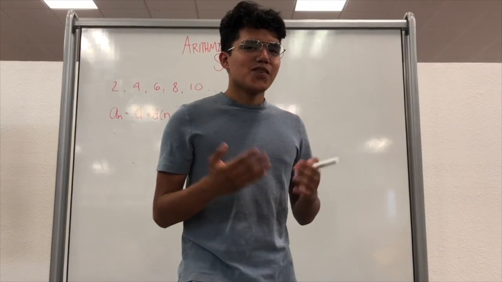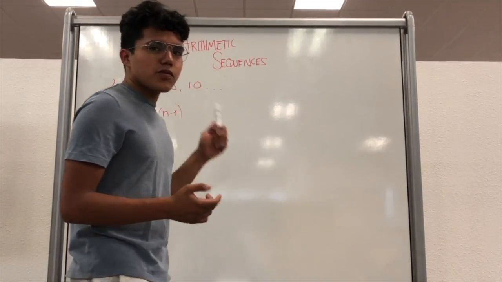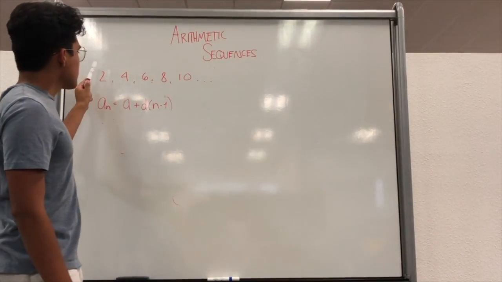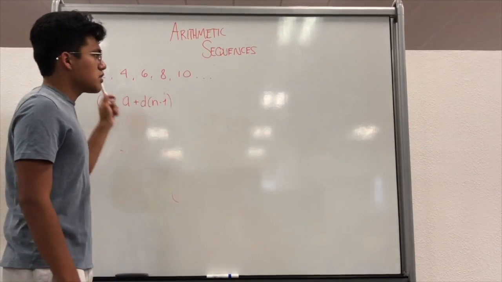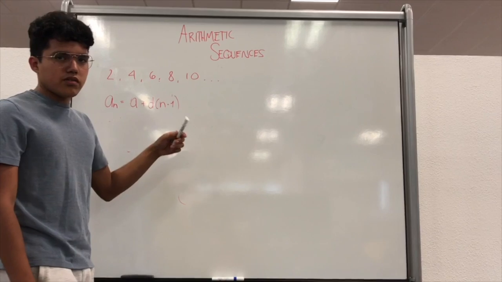Hello there. I'm Emilio, and this is what are arithmetic sequences and how can I use them? So, what are arithmetic sequences? Well, let's start first with a quick definition. Arithmetic sequences are a series of numbers that have a common difference between them. That means that they all follow the same rule, and you can know which number comes next.